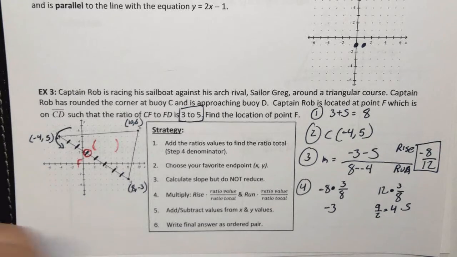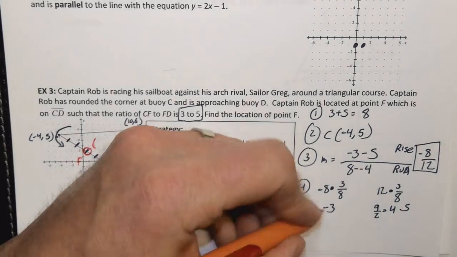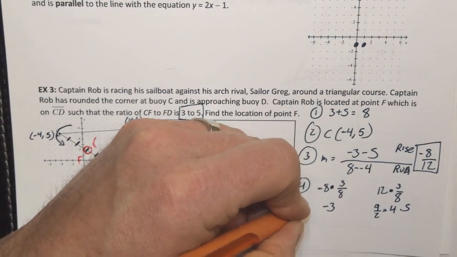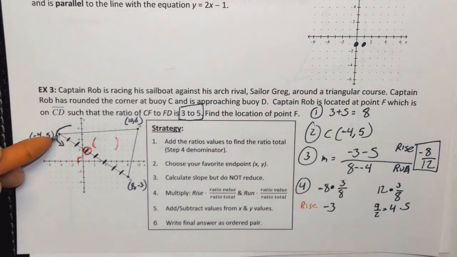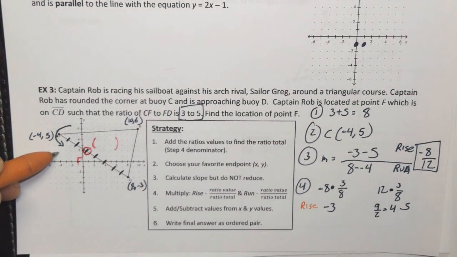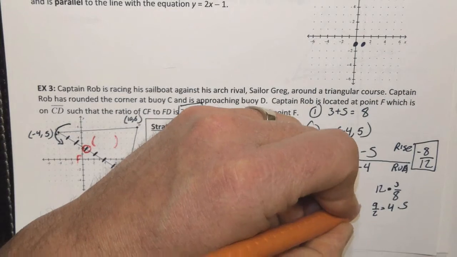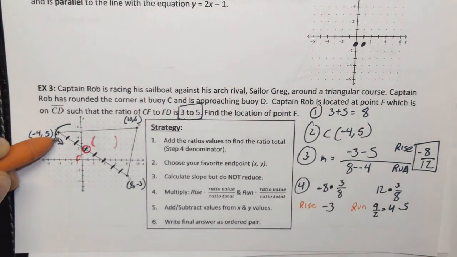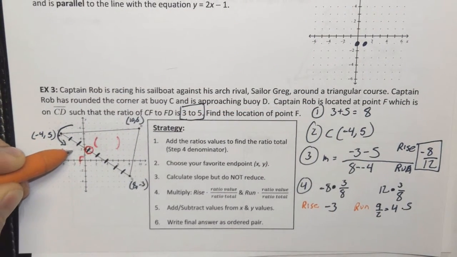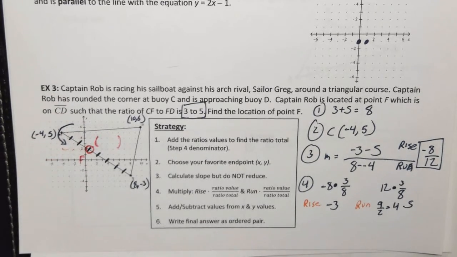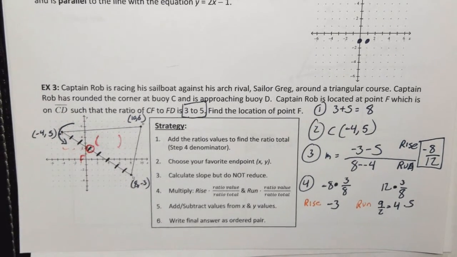And so we're going to remember that when we're doing these travels, this -3 right here is actually the rise amount. You want to rise -3. So if you're starting here at point C, you want to come down 3 units, and then you're going to want to run 4.5. So you're going to come down 3 units, and then come over 4.5 units, and that will get you to the point F. And that looks like it's getting us right into the ballpark.